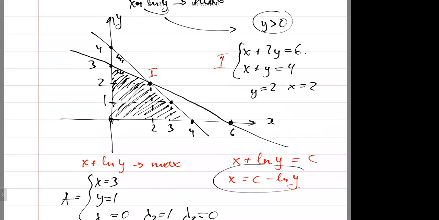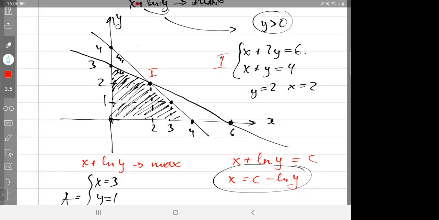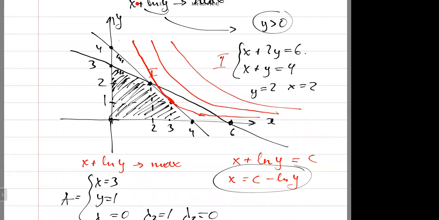Okay, and we need to draw level curves of this function. We know that logarithm is an increasing function, minus log is a decreasing function, and with C minus logarithm of y we will just move level curves to the left, to the right, and basically level curves will be like this. Because we have a suspicious point, we have a tangent line at this point.